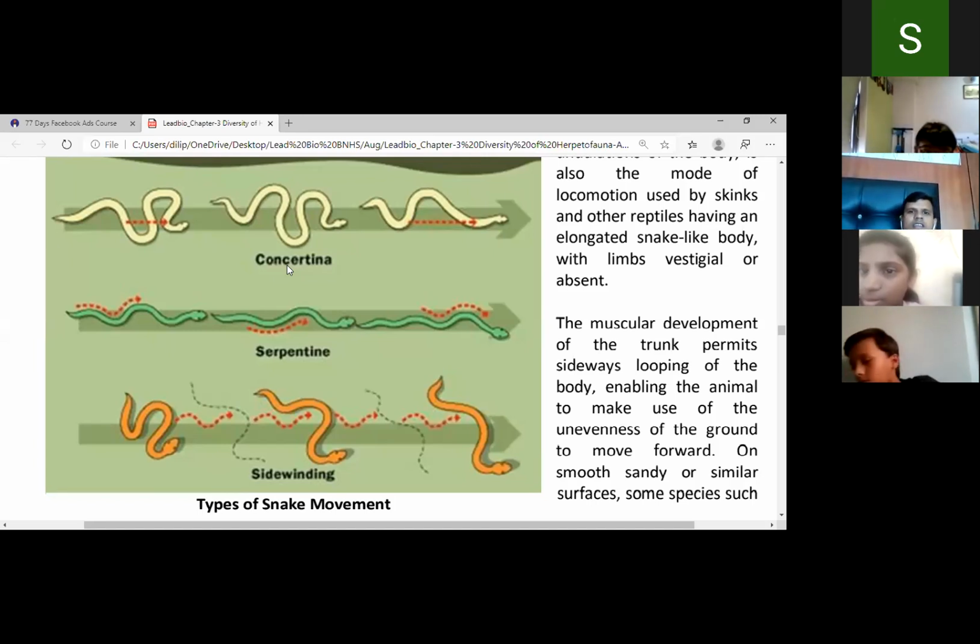Serpentine और concertina movement कौन करता है? ये भी हमने उस दिन वीडियो में देखा था. बोलो यार, उस दिन वीडियो में देखा था ना, जो ये मूवमेंट करता है. Cobra. King cobra will do this. Yes, king cobra will do concertina movement. और सर्पेंटाइन मूवमेंट का भी एक वीडियो देखा था, वो कौन सा था?